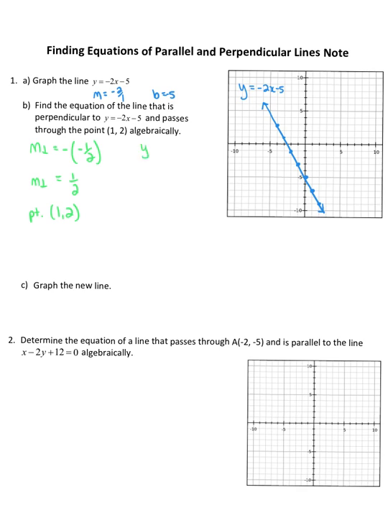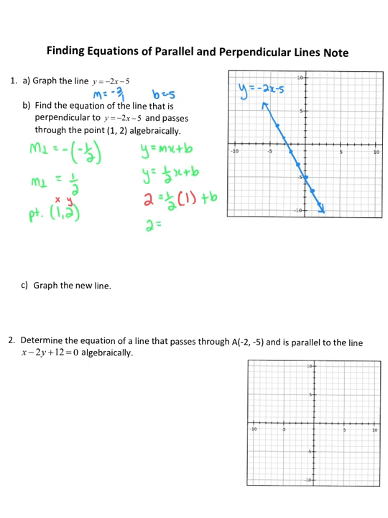So to do this, we write y equals mx plus b. I will substitute in the value for m, which is 1/2. And then we will substitute in the point. So I will substitute in 1 for x and 2 for y. And now we will simplify and isolate for b.